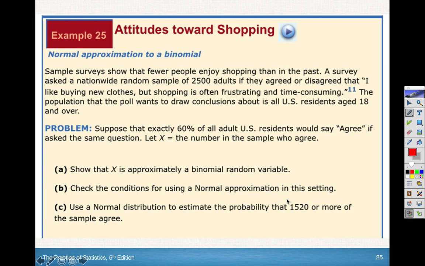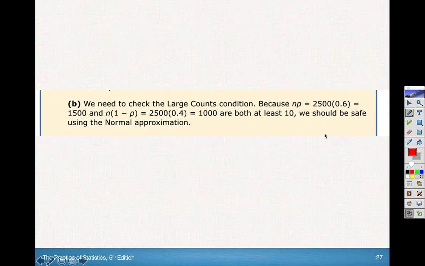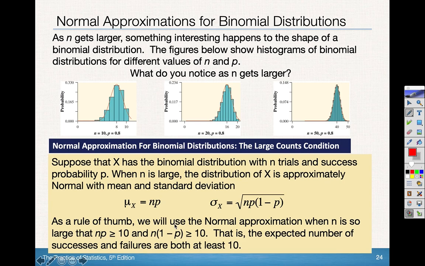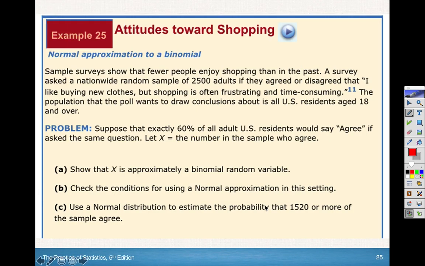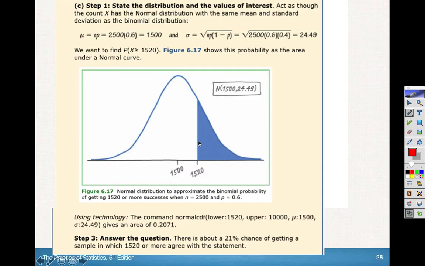What's the mean? Well, this is why it's important that it's binomial. The mean, we already just found it. We found that n times p was 1,500. There's the mean. What's the standard deviation, you ask? Because we need that. Remember our formula: the square root of n times p times 1 minus p. So you just need to find those. N times p is 1,500.